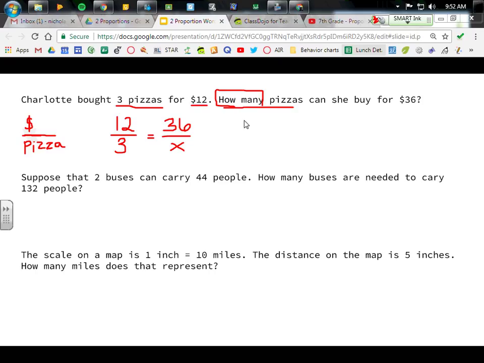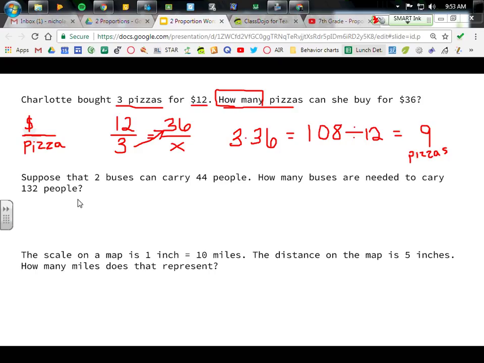So right now I've got a good looking proportion set up. So we are going to cross multiply 3 times 36, I'm sorry, 3 times 36, which will equal 108. And then we're going to divide that by our leftover number, which is 12. And we will get 9. So Charlotte can get 9 pizzas for $36.